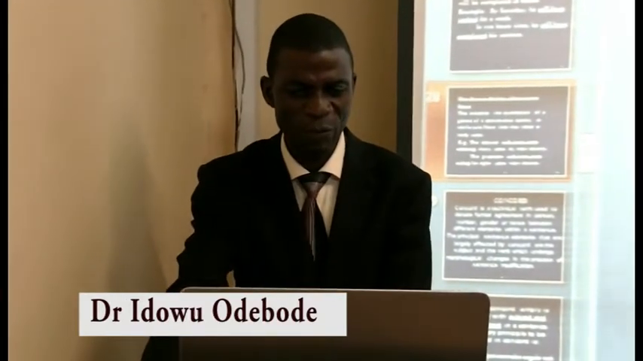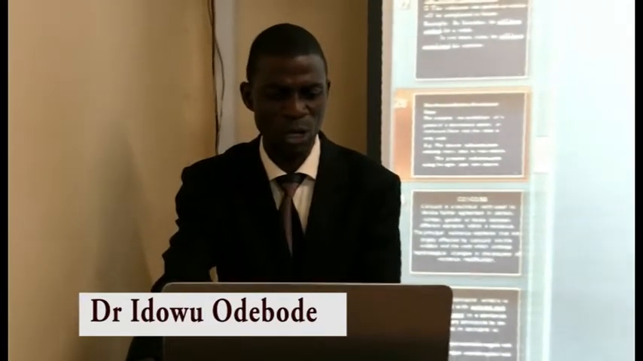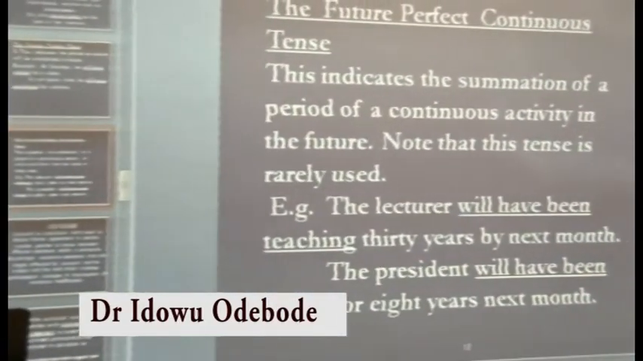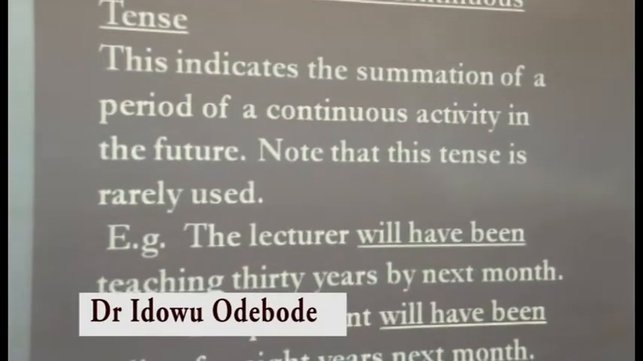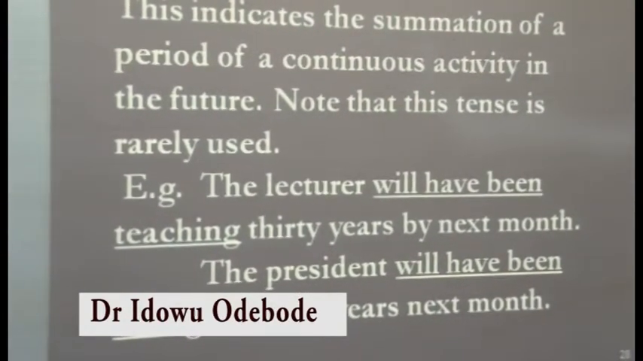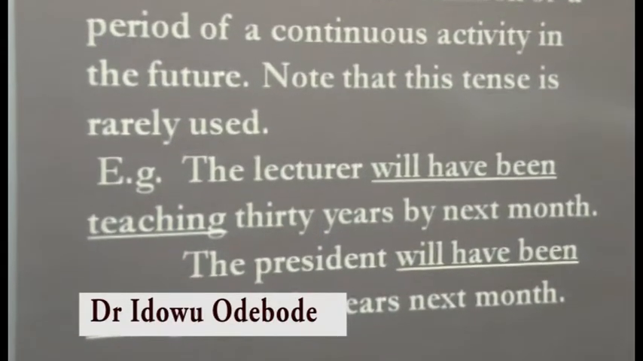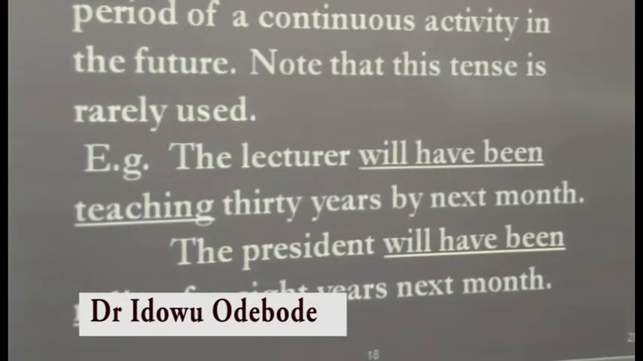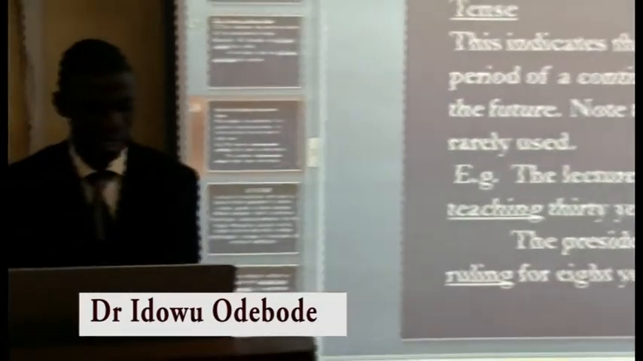The future perfect continuous tense. This indicates the summation of a period of a continuous activity in the future. Note that this tense is rarely used. For example, the lecturer will have been lecturing 30 years by next month. The president will have been ruling for 8 years next October.